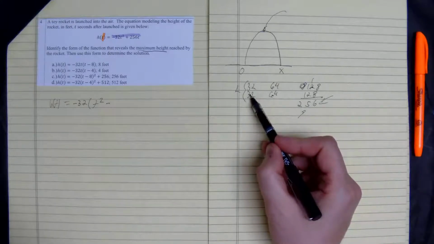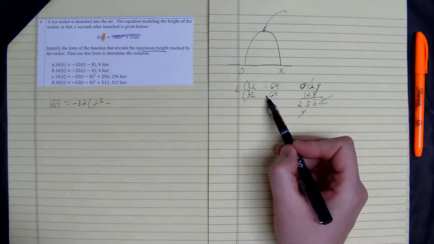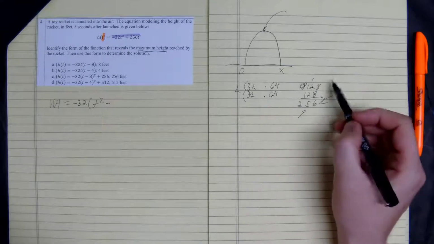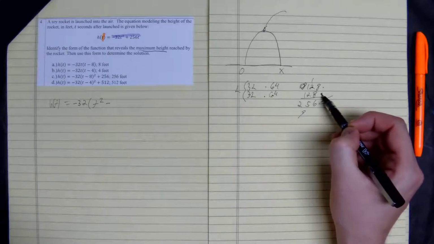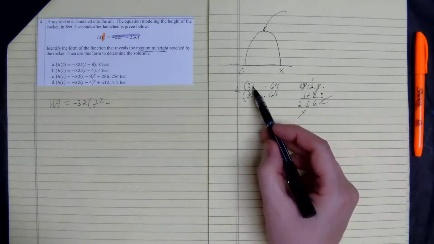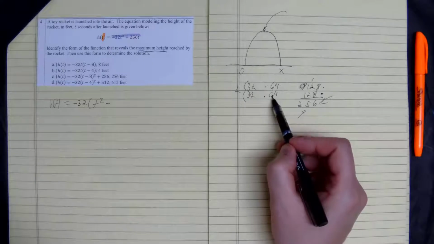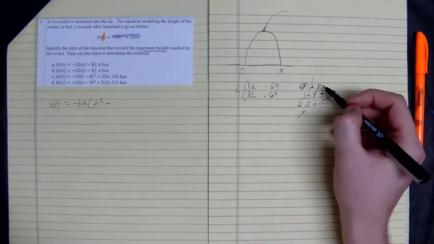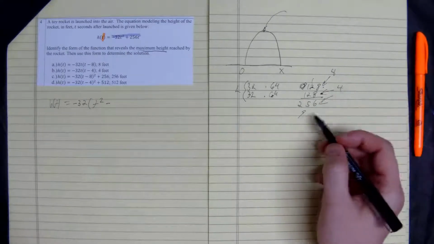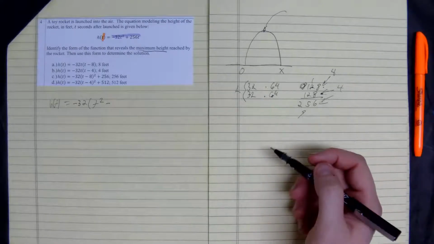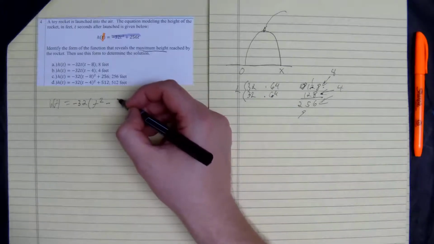Counting again, 1, 2, 3, 4, and 4. So this is the 4, and this is 4. So it's 8 times. Okay, so it's 8 times. So we pull out an 8.